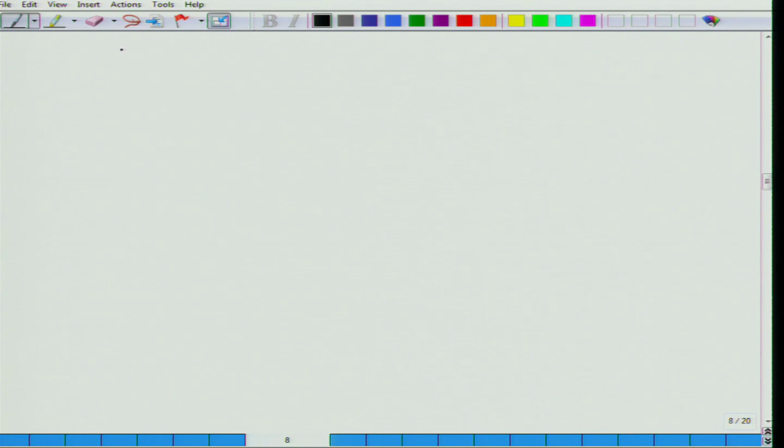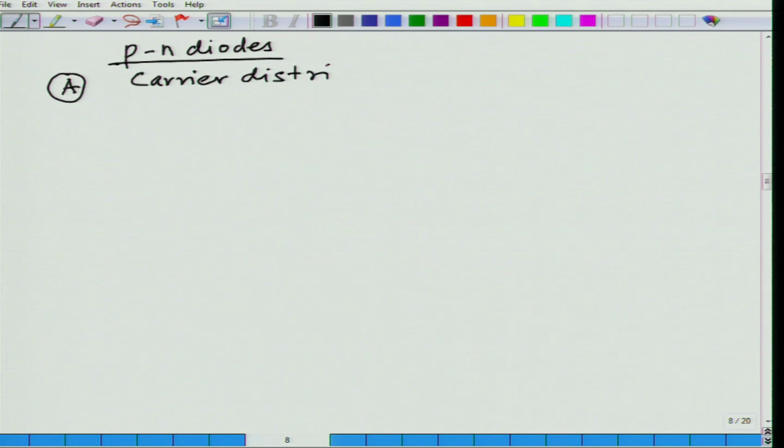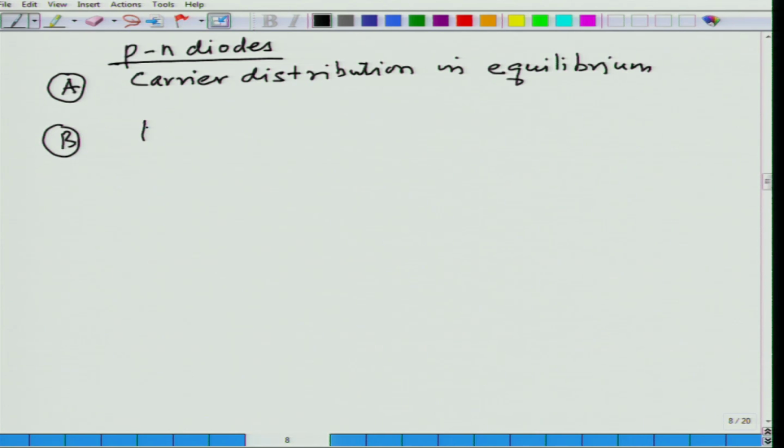So, in the case of p-n diodes, we can characterize the device in terms of carrier distribution in equilibrium, and then we apply bias, apply a voltage, and look at the bias behavior in forward and reverse bias.